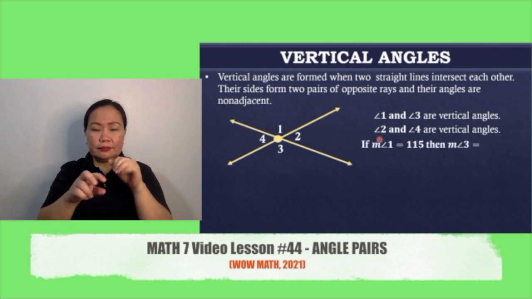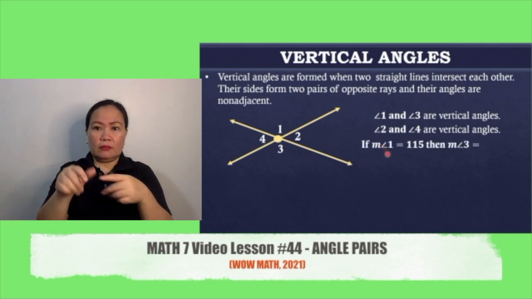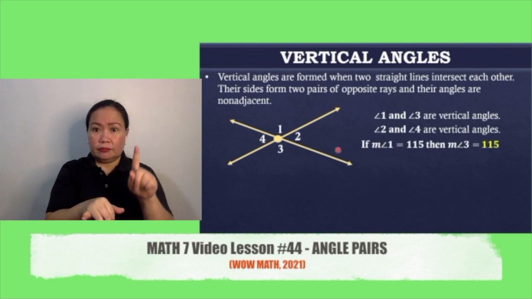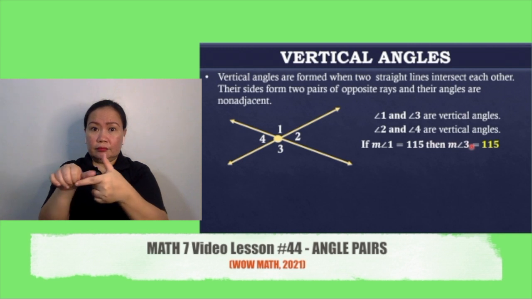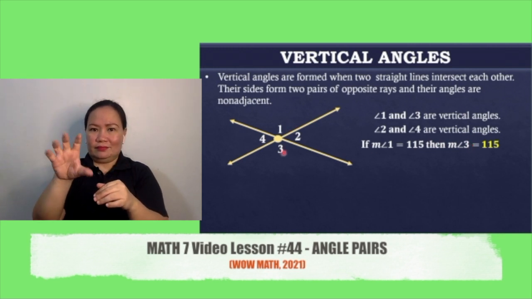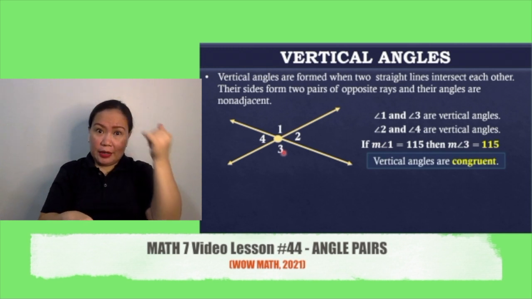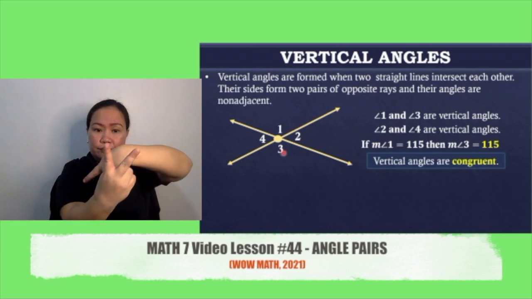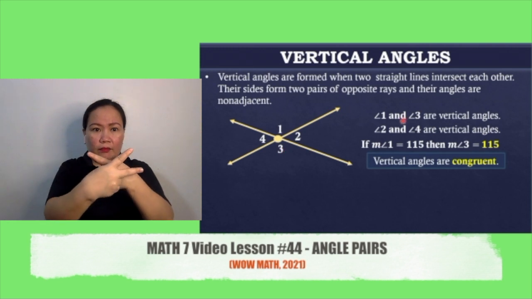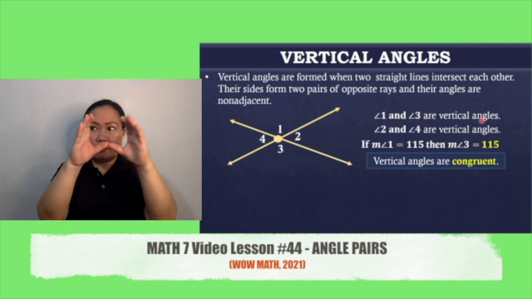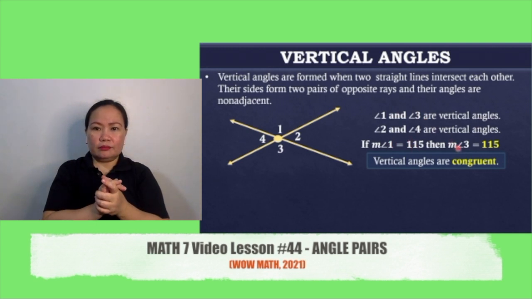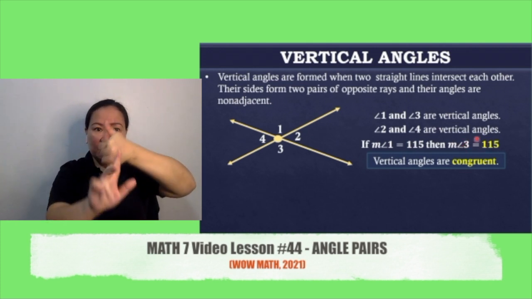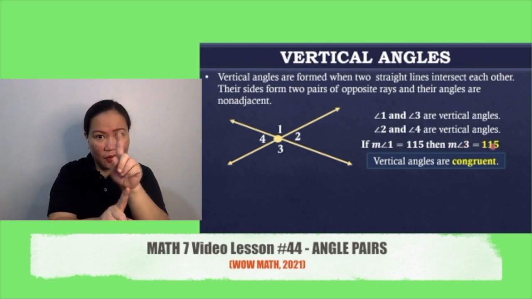Now, if the measure of angle 1 is equal to 115 degrees, okay, if the measure of angle 1 is equal to 115, then the measure of angle 3 is also equal to 115. Why? Because vertical angles are congruent. So, tatandaan po natin na kapag vertical angle, sabi dito, angle 1 and angle 3 are vertical angles. So, kung si angle 1 ay 115 degrees at si angle 3 ay, what is the measure of angle 3? That is also 115 degrees.